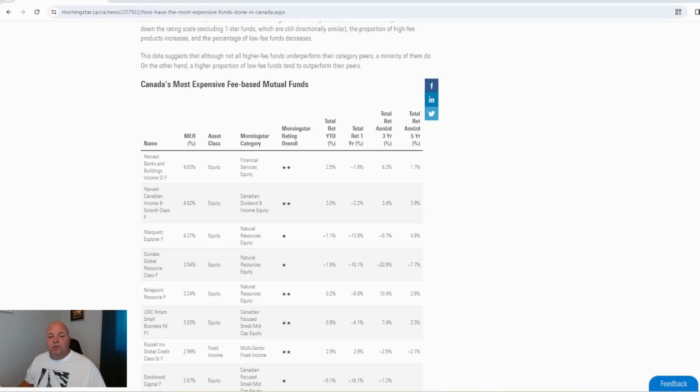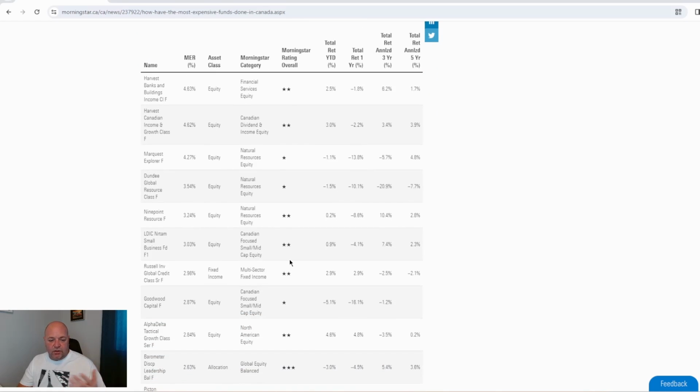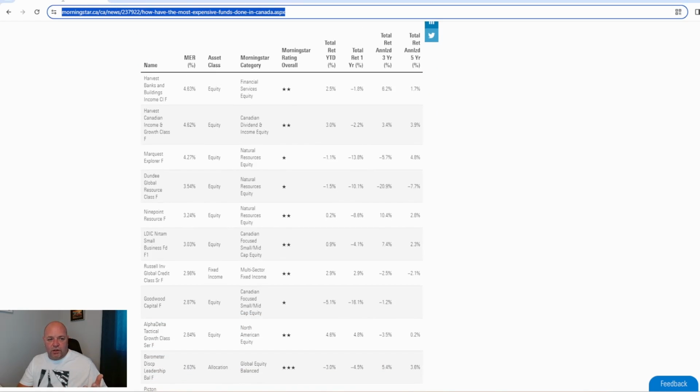Okay, Canada's most expensive funds. So I just went on to Morningstar. I just grabbed Canada's most expensive funds in Canada, and it gave me 20. So there's 20 here. You can look on Morningstar yourself and see where it is. This is for 2023. And you can see some of these funds here are like 4.6%.